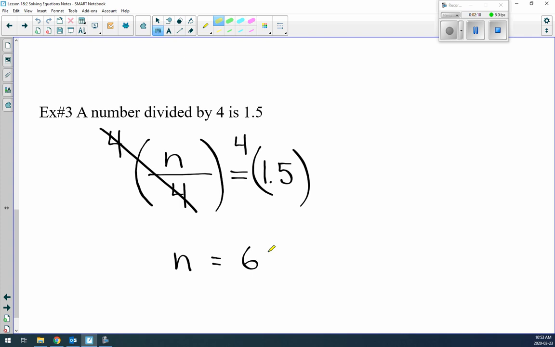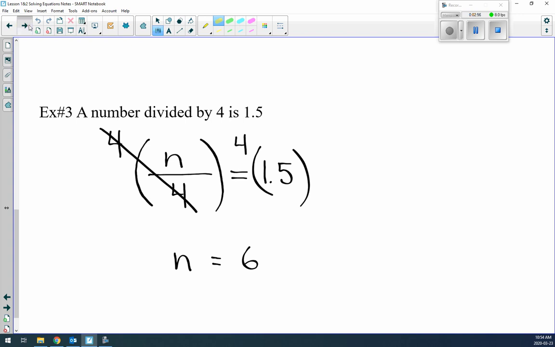Okay, example number 3. A number n, use any variable you want, you don't always have to use x, is divided by 4 is 1.5. So n divided by 4 equals 1.5. Okay, so it's n divided by 4. What's the opposite of doing that? Well, multiplying by 4. So we put the 4 up here. Now, we normally put the 4 up on the left-hand side. If you put it on the right-hand side, it looks like an exponent, so you really don't want that. You want to have it on the left here. Okay, so the 4 is reduced down here, and then we end up with 4 times 1.5 is 6. And again, you can check your answer by plugging it back into the original equation.